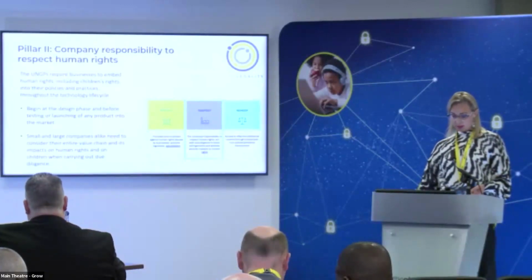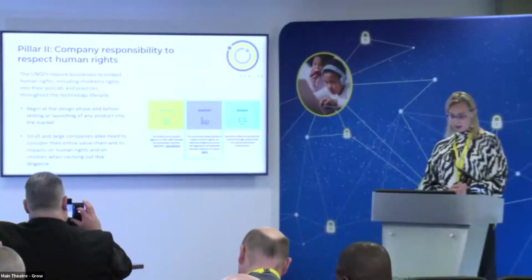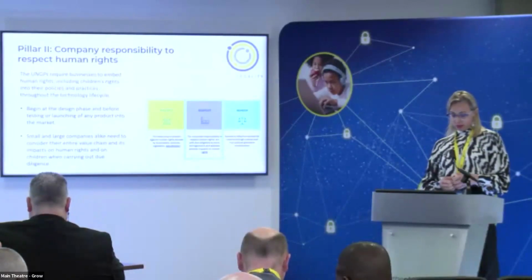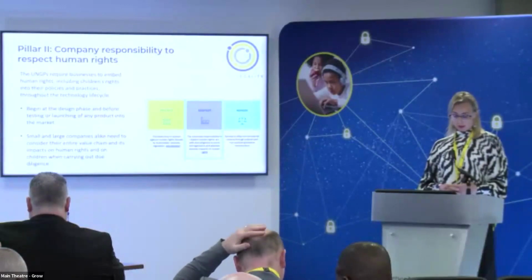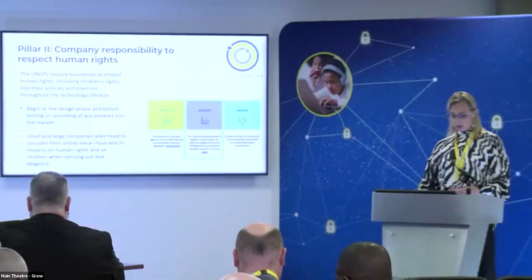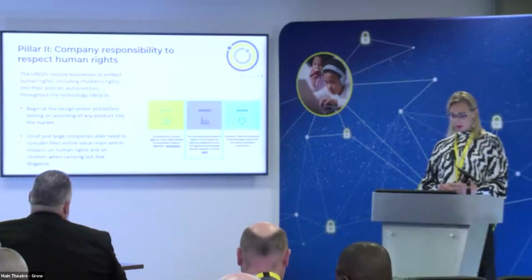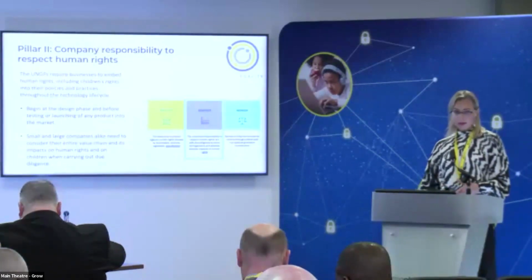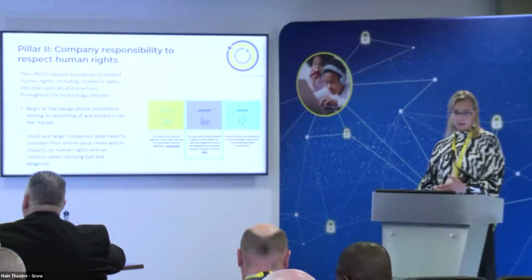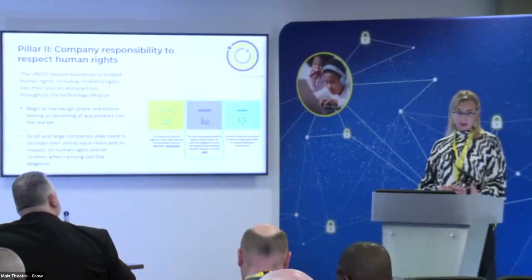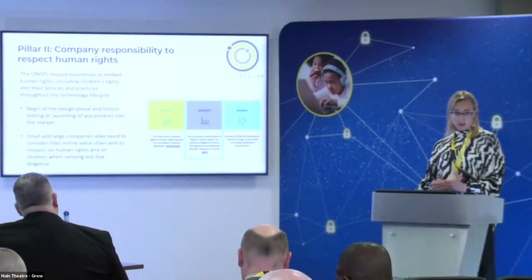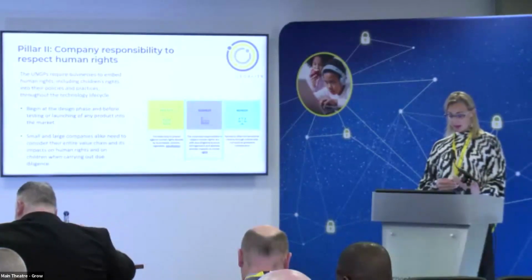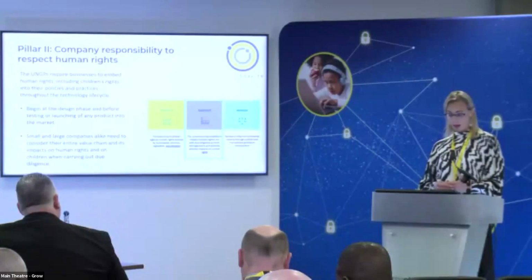So we're going to go into this company responsibility to respect human rights, which is pillar 2. So this is corporate responsibility, which applies to all business sectors, including the technology sector. And the guiding principles require businesses to embed human rights, including children's rights, into their policies and practices throughout the technology life cycle. So companies can't wait to make a certain amount of profit before they start to think about their impact on children's rights. The guiding principles state that the human rights due diligence process should begin at the design phase and before testing or launching of the product into the market.